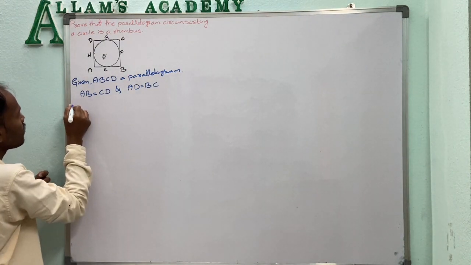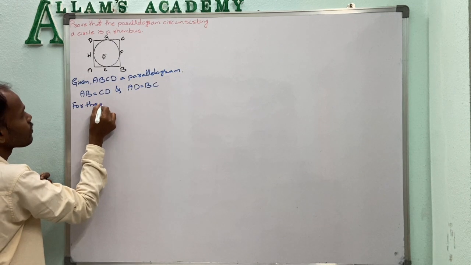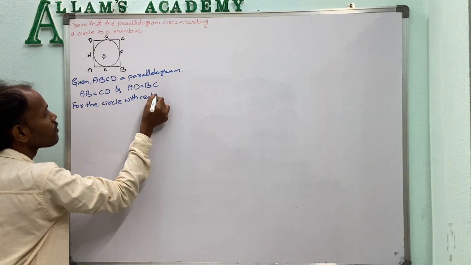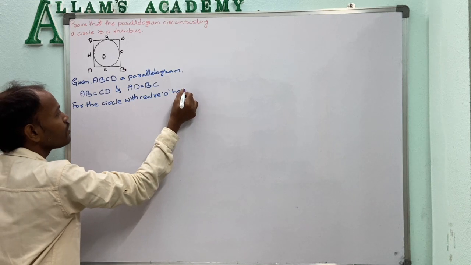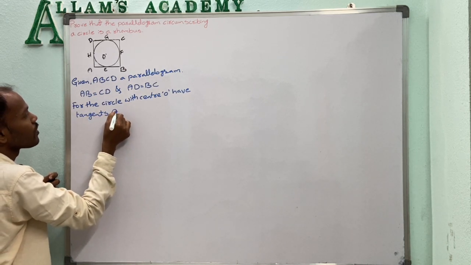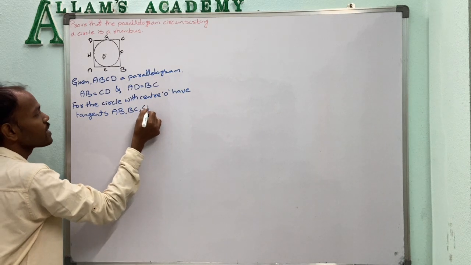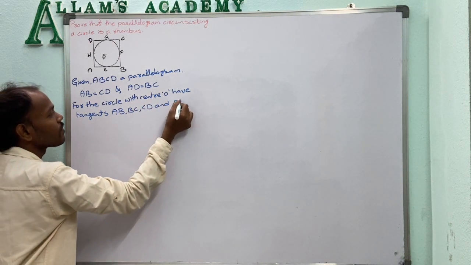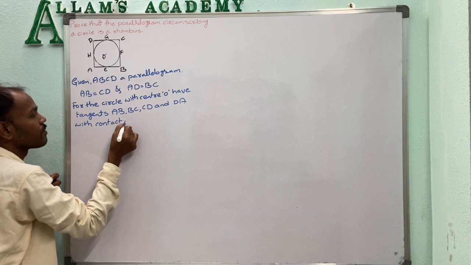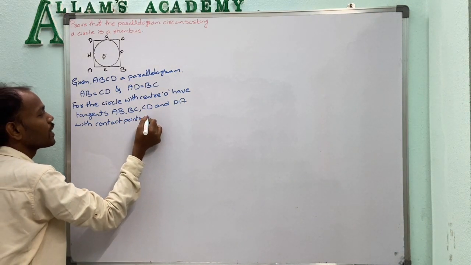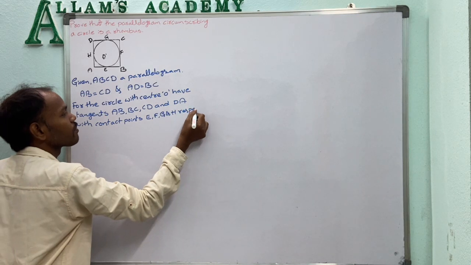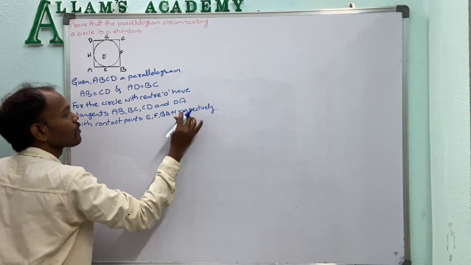So for the circle with center O, we have tangents AB, BC, CD and DA with contact points E, F, G and H respectively.